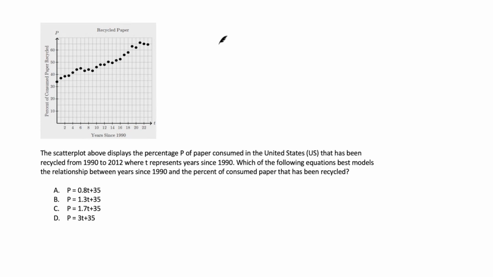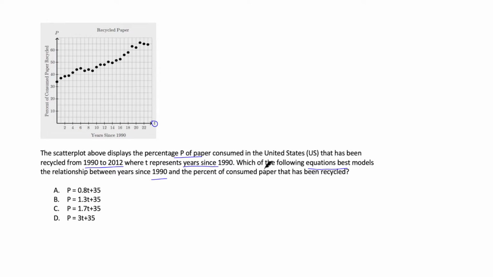Let's have a look at this scatter plot. The scatter plot above displays the percentage P of paper consumed in the United States that has been recycled from 1990 to 2012, where T represents years since 1990. So this is T and it represents years since 1990. Which of the following equations best models the relationship between years since 1990 and the percent of consumed paper that has been recycled?